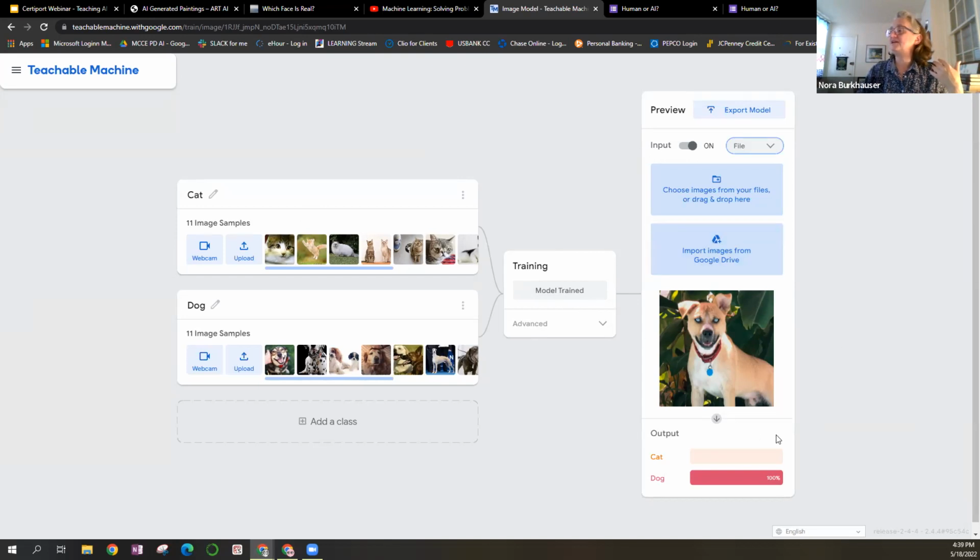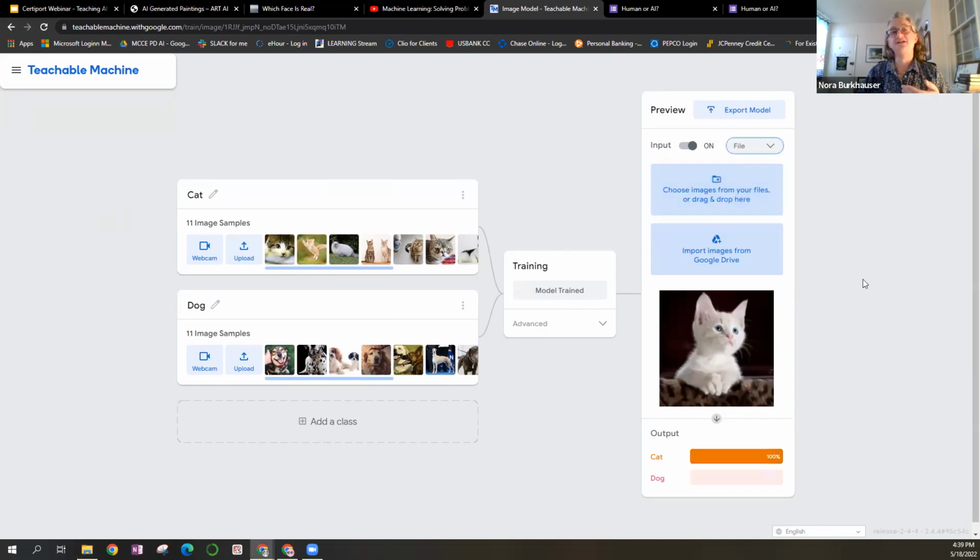So as you can see, it has 100% confidence that this is a dog. I do have other pictures here though that I can pull up. All right, I have this other picture here, and it's at 100%, it's a cat.